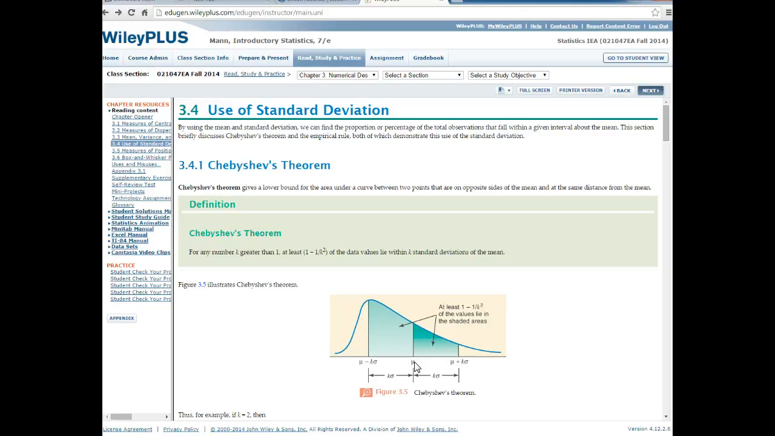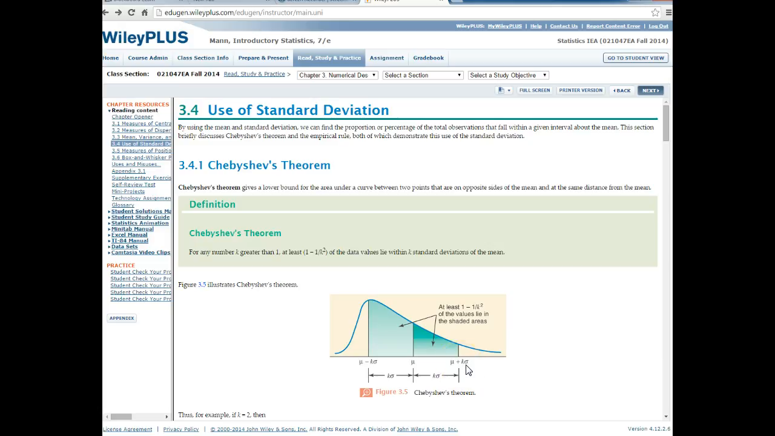Which is that if you go a certain distance from the mean, he can tell you that you will have at least a certain amount of data in that range. So how far are they moving away from the mean? Well, they're moving k standard deviations.